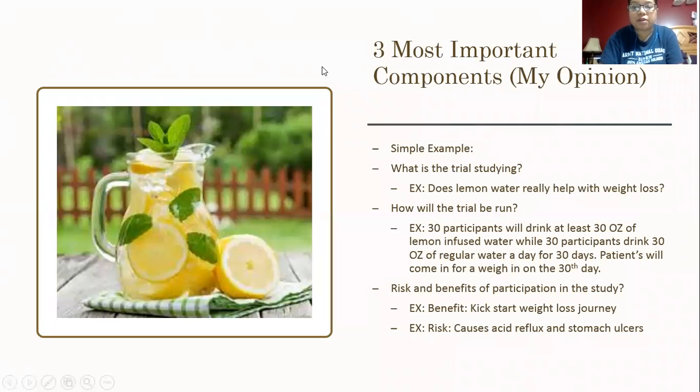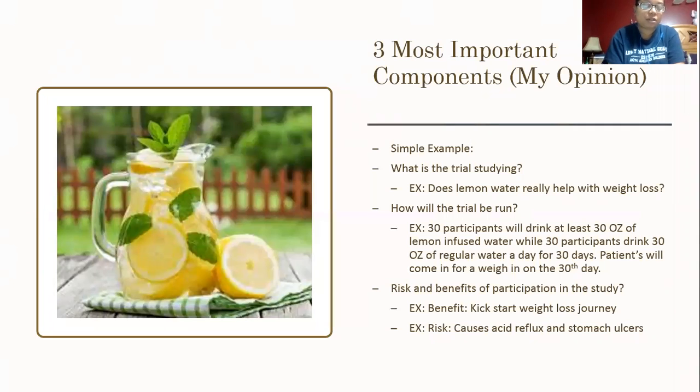The three most important components, in my opinion, and I'll use a simple example to explain each. The patient must know what the study is for, such as what the goals are and what the aim is. I'm going to use a weight loss clinic example. For example, does drinking lemon water really help with weight loss? So that will be what the trial is studying.